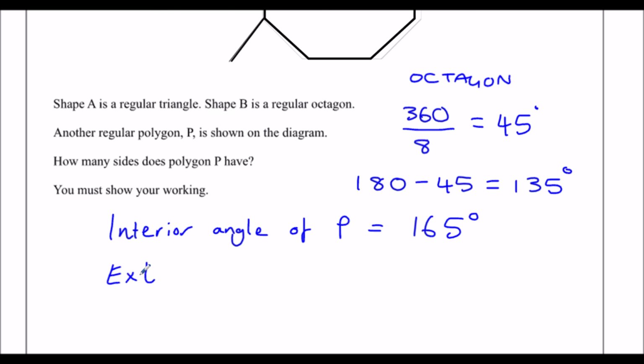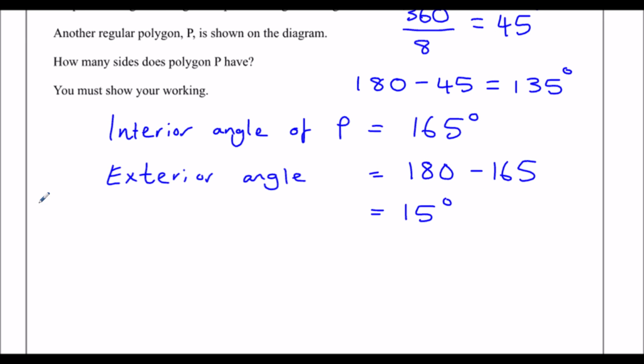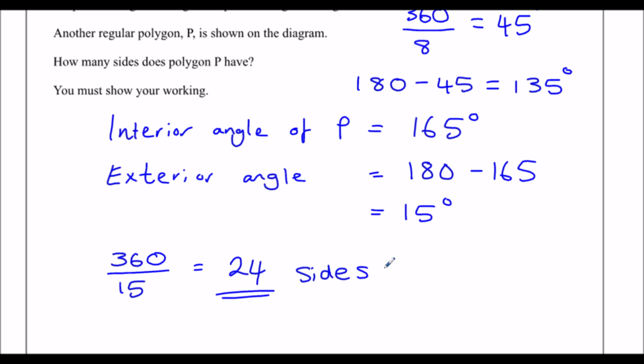That means the exterior angle is 180, take away 165, which is 15 degrees. And all exterior angles have to add up to 360. So how many 15s make 360? 360 divided by 15, and that's 24. So it's got 24 sides.